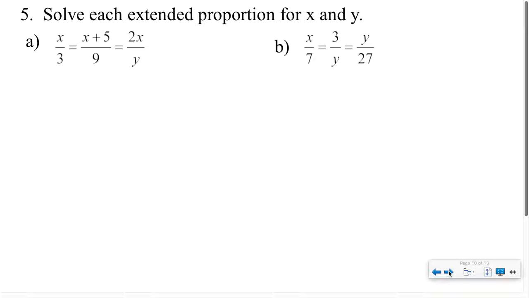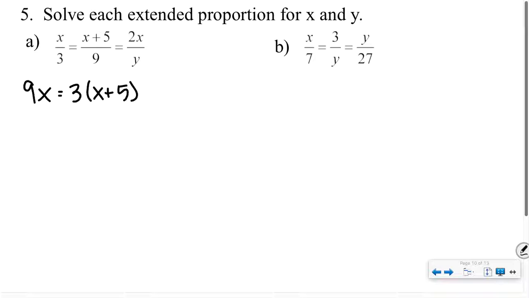So instead of 2 fractions, I have 3 fractions. You solve it using the cross product property still. But the cross product property says you only cross multiply two fractions at a time. So you're not going to zigzag multiply. You just pick two ratios at a time and multiply them. So do you want to multiply the first two, the last two, or the first and the last? The first two, because they have just an x in them. So you ignore the last ratio for a second, that 2x over y, and just use the first two and cross multiply. So 9 times x equals 3 times the quantity x plus 5.